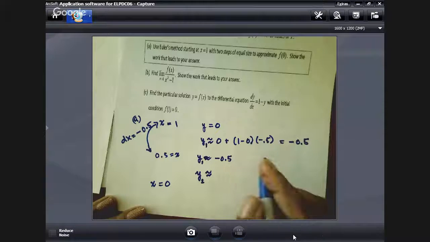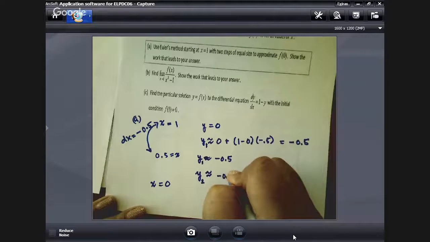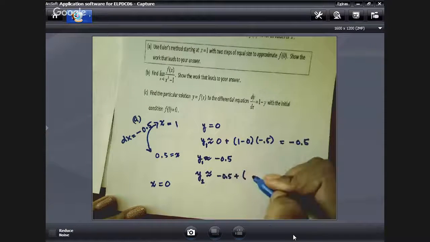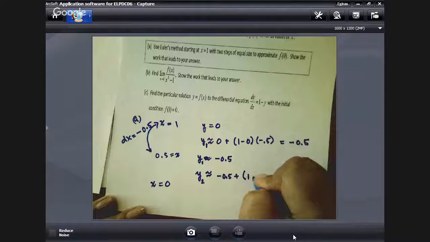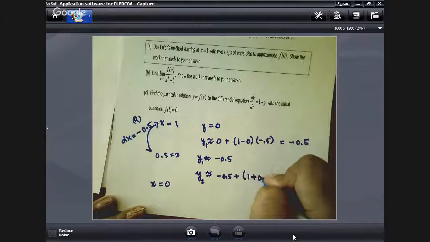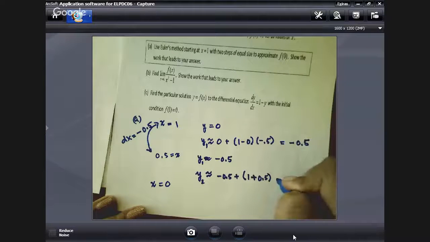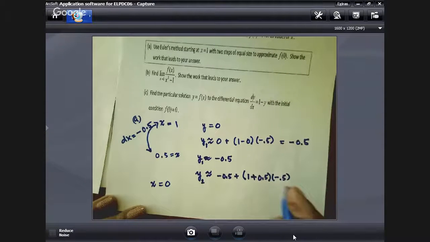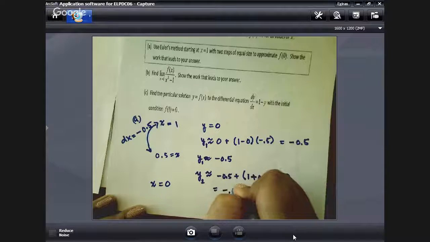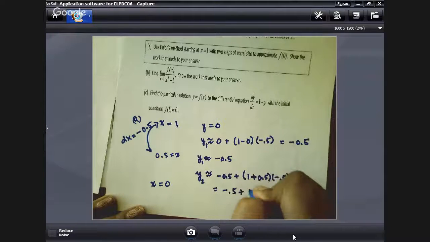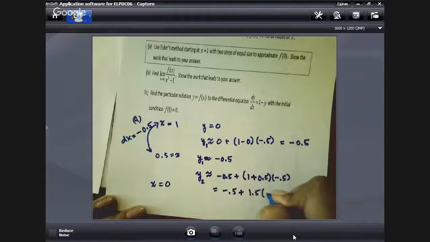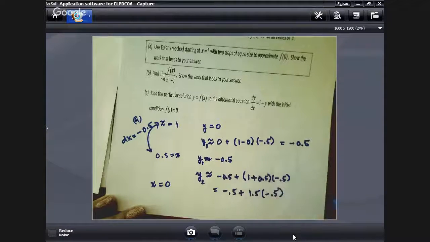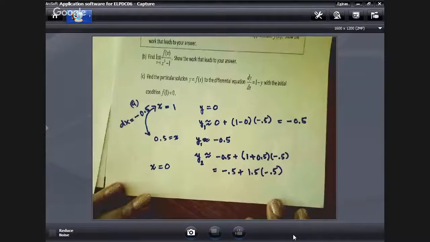That's going to be the previous y coordinate, which is negative 0.5, plus dy/dx, which is 1 minus y, so 1 minus a negative 0.5, times dx, which is negative 0.5. Minus the negative will give me a plus. So this is going to be equal to negative 0.5 plus 1.5 times negative 0.5.